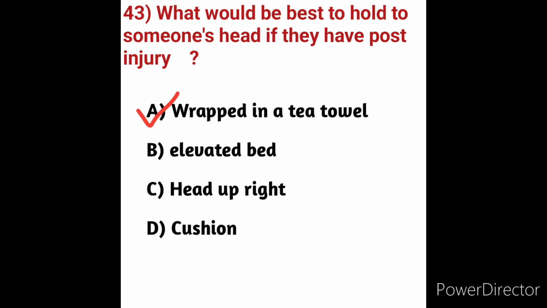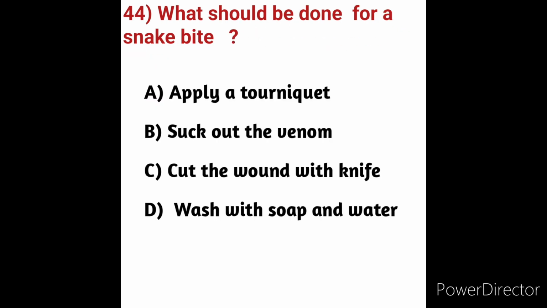Next we will move on to question number 44. What should be done for a snake bite? After a snake bite, what do we have to do? Option A, apply a tourniquet. Option B, suck out the venom. Option C, cut the wound with a knife. Option D, wash with soap and water.